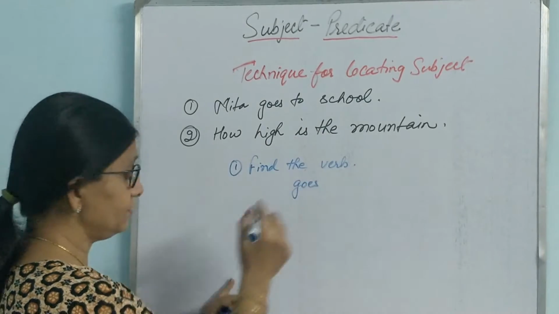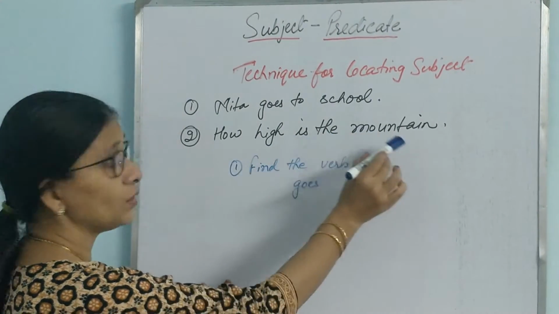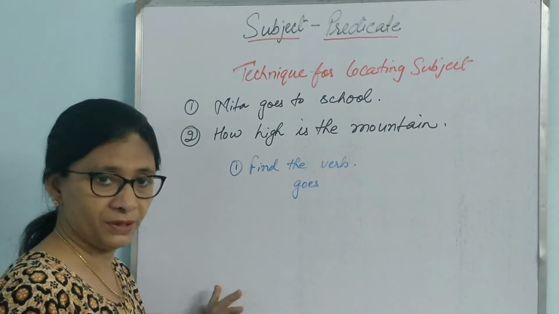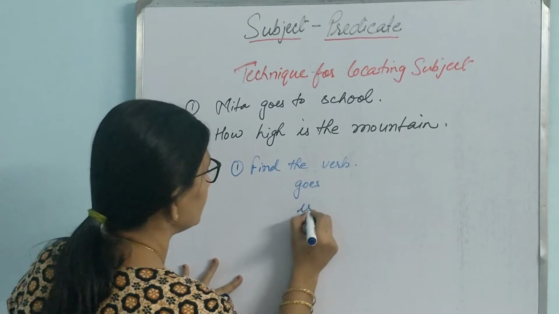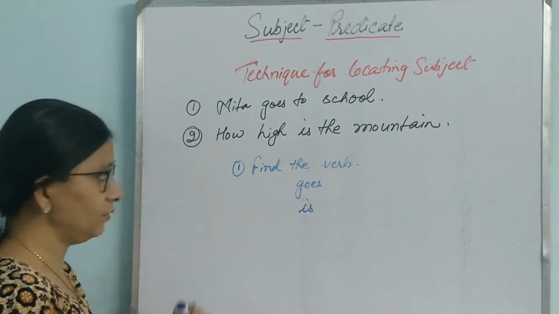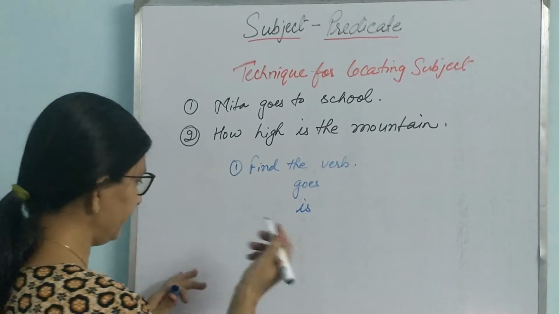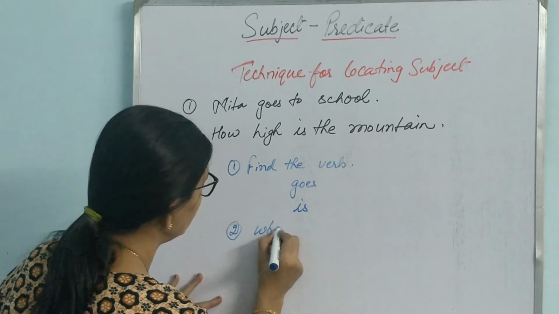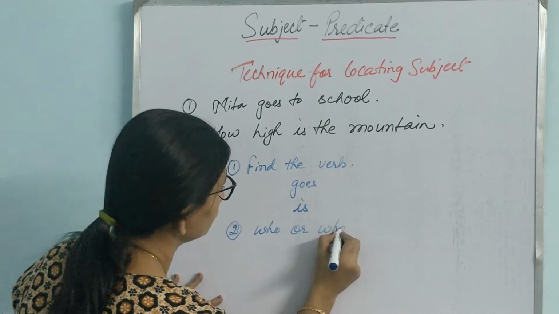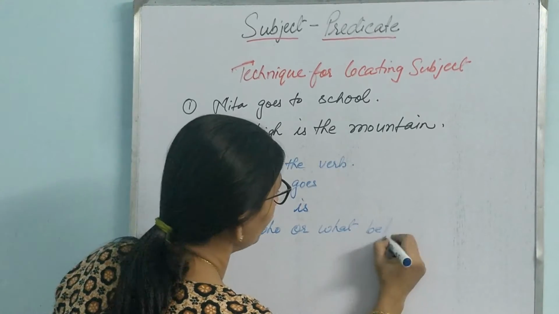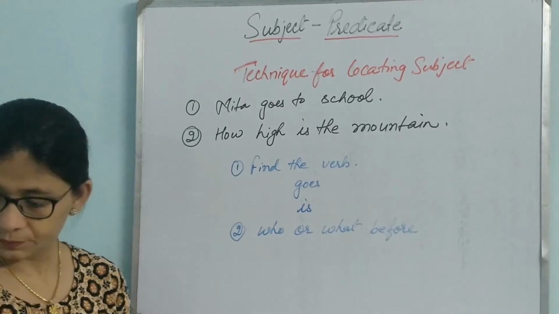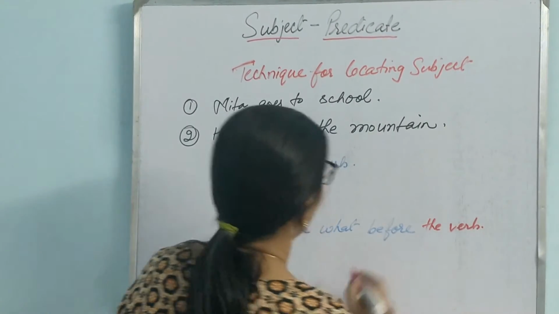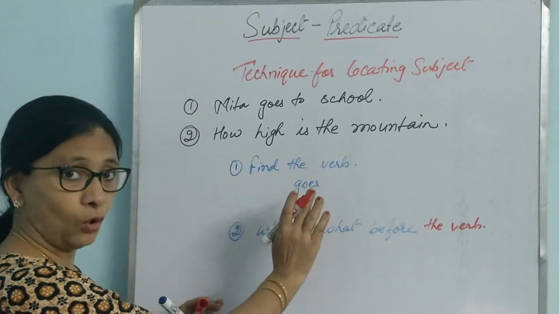And in the second sentence, let's see. How high is the mountain? So, which is the verb here? The verb is. Is. Now, we have found the verb. Now, the second thing to do is put who or what before, very important, before the verb. Who or what before the verb.